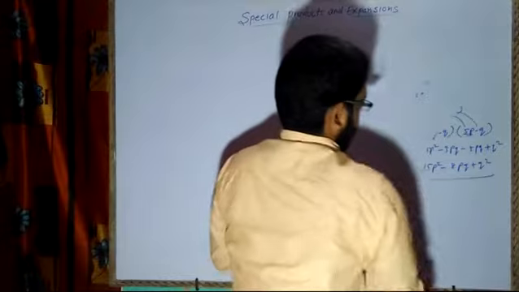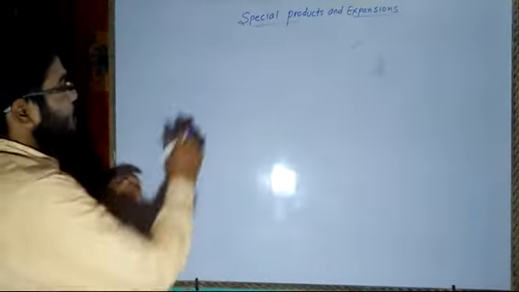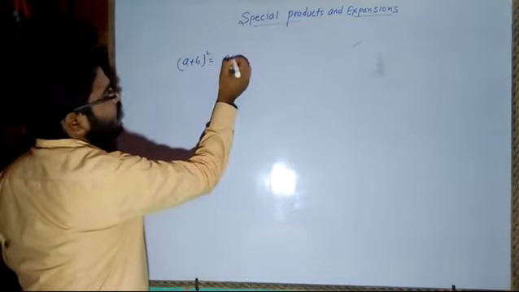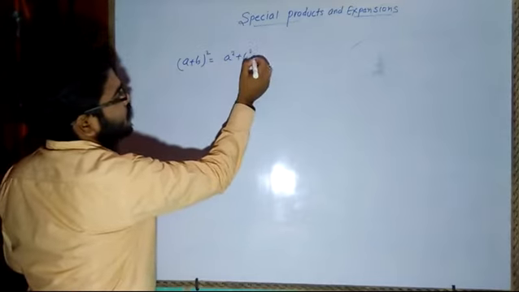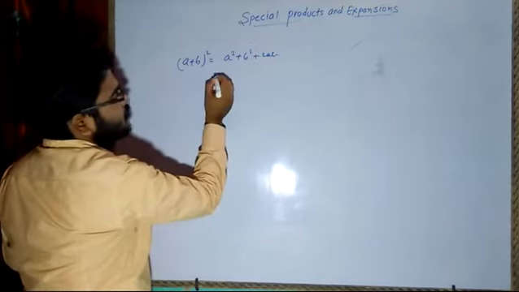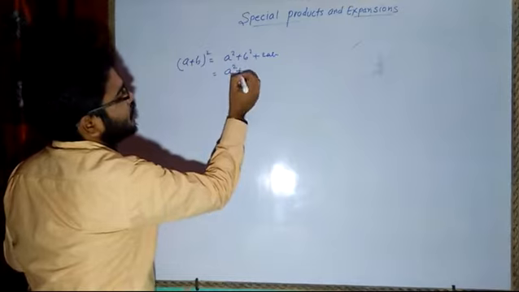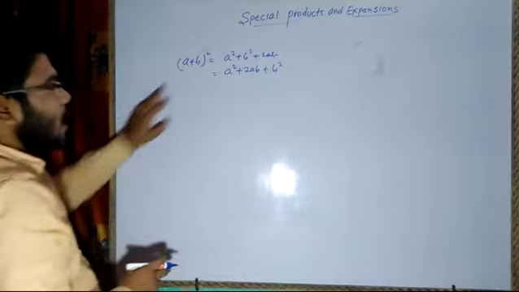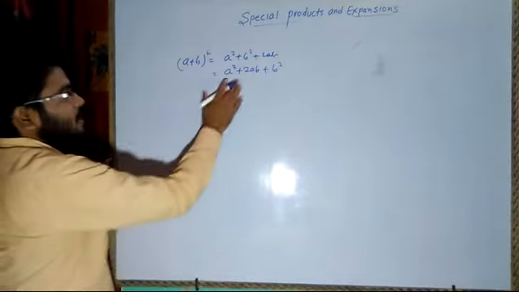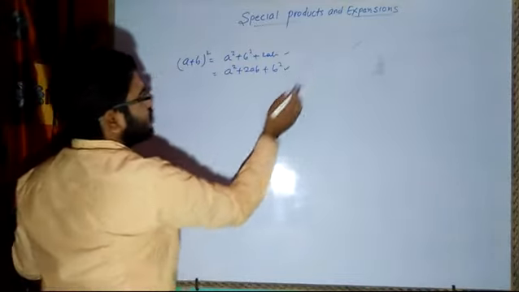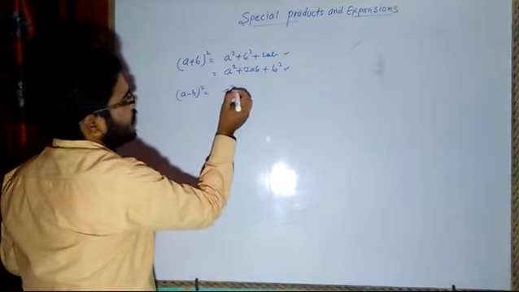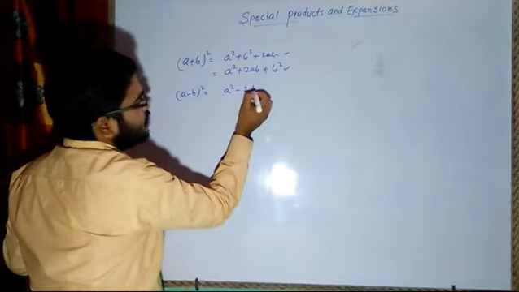We have a plus b whole square will always be equal to a square plus b square plus 2ab, or in some of the books you will see it is written a square plus 2ab plus b square. So either of the two is correct, both of them are correct, it depends upon the arrangement of the terms. Now if I have a minus b whole square, then I will have a square minus 2ab plus b square.